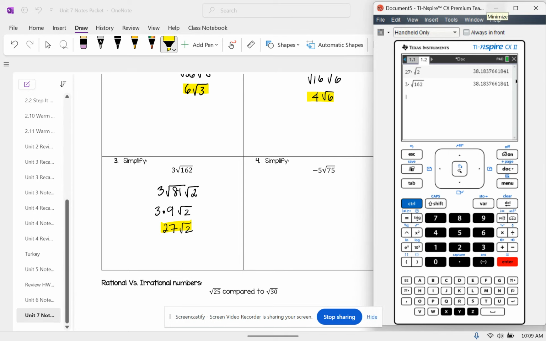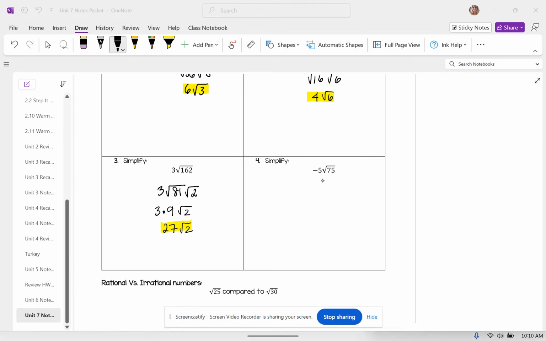Okay, let's go to the last one. We have simplified -5 times the square root of 75.